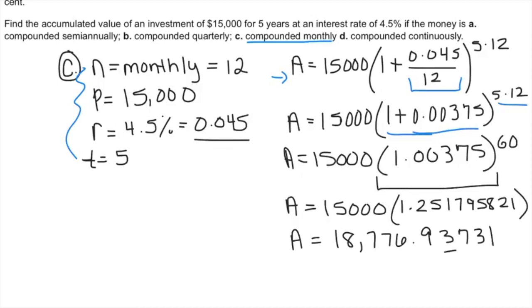Again, I want to round to the nearest cent, which is 2 decimal places. So I have a 3 in the second decimal spot, and I have a 7 next to the 3. Since 7 is greater than 5, I'm going to round the 3 up to 4. So my rounded answer is $18,776.94.